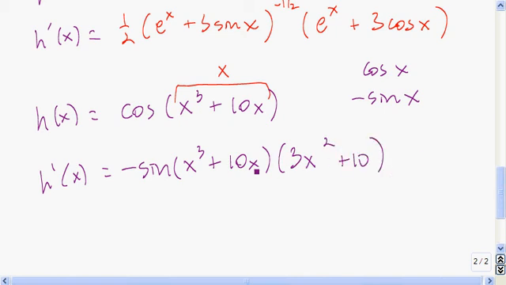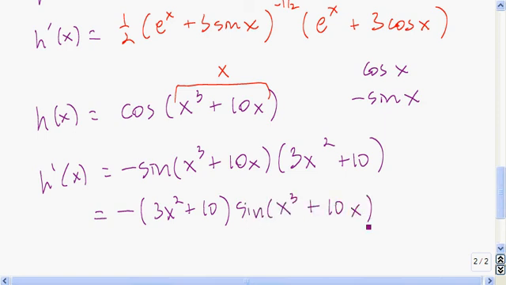And oftentimes if we have a trig function being multiplied by another one, we like to put that other function in front of the trig function. So we'll put negative 3x squared plus 10 times this sine of x cubed plus 10x.